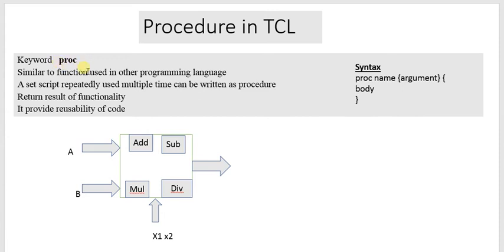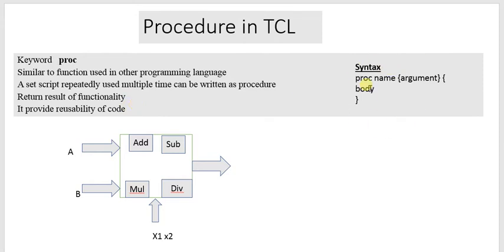Procedures are similar to functions in other programming languages. A procedure contains a set of script which is repeated multiple times in the program and can be written separately as a procedure. We need to provide a name, and we can call this procedure in the main program with the same name. The procedure returns the specific result of its functionality.